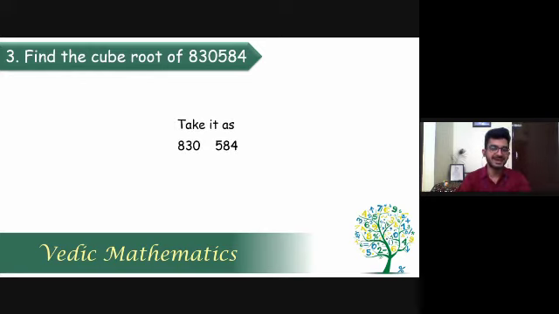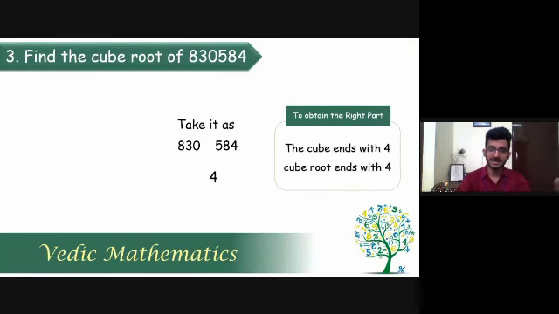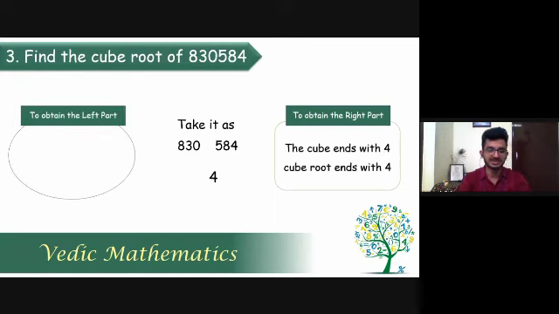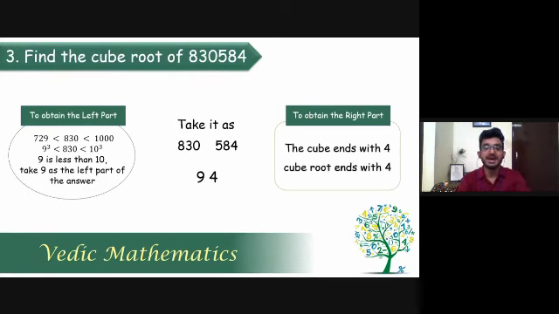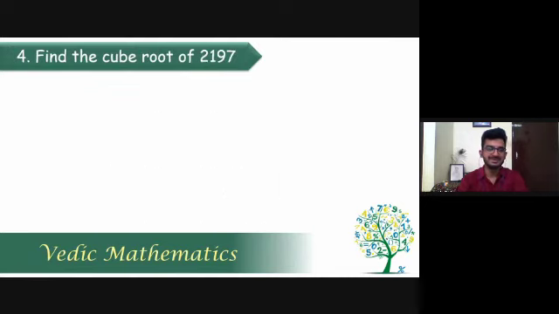You can take it as 830 and 584. The cube is ending with 4, so the cube root also should end with 4. And 830 is in between which two numbers? It's in between 729 and 1000, that is between 9 cube and 10 cube. And you know that 9 is smaller, so you can write 9 as the left part of the answer. And your answer is 94. So the cube root of 830584 is 94. Okay, let's go with the next question where you have to find the cube root of 2197.